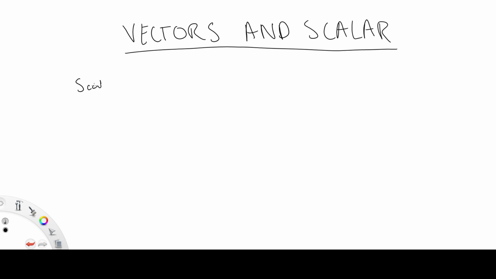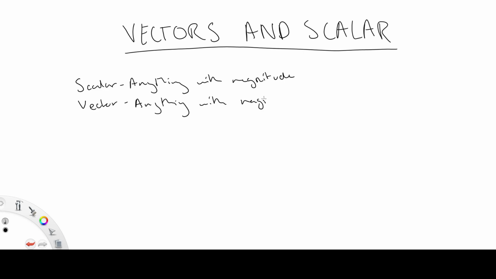So for example, what is a scalar? A scalar is anything with magnitude. And a vector is anything with magnitude and direction. So a scalar is anything with magnitude, a vector is anything with magnitude and direction.